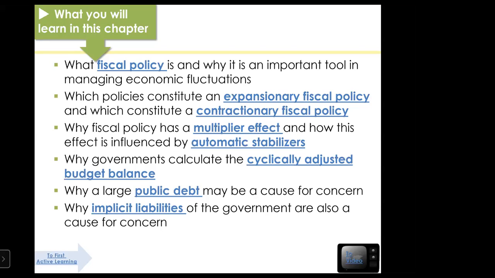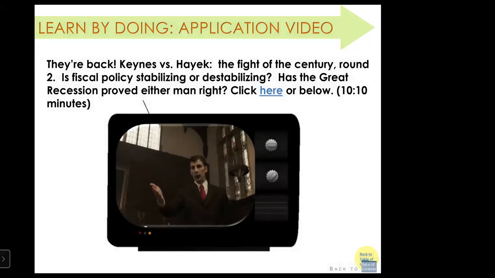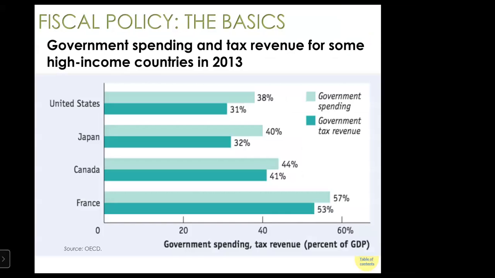Now let's start with the basics. We have watched this video, so now let's go to fiscal policy. To understand fiscal policy, let's first look at this picture. Here we have four countries: United States, Japan, Canada, and France. They are common in the sense that they are democratic countries and advanced economies.